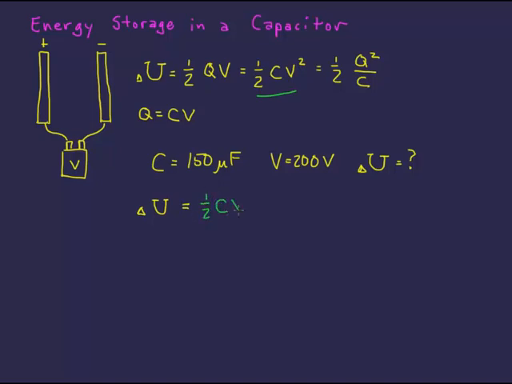1/2 the capacitance times the voltage squared, and substituting, I get the capacitance is 150 times 10 to the -6 farads, and you have 200 volts squared. What does it come out to? 3 joules. Don't you like it? It is really that simple, and that's all you're ever going to need to do with that formula.